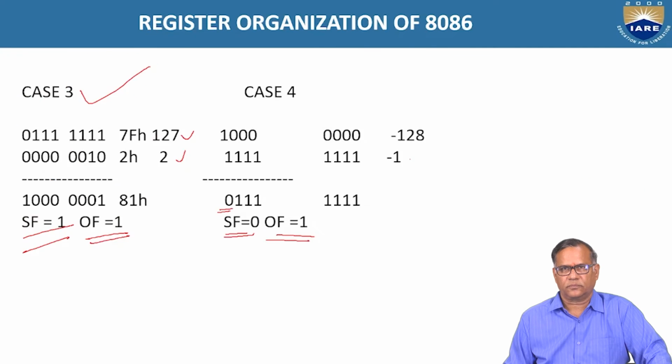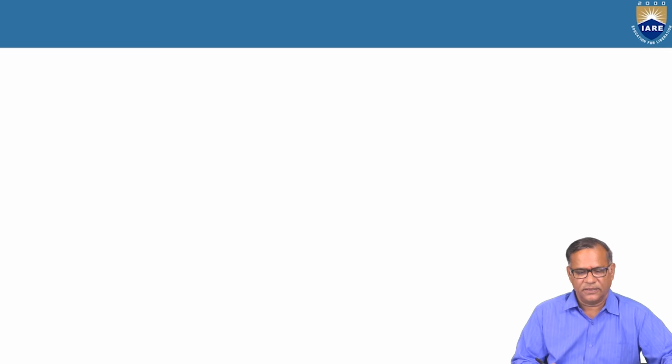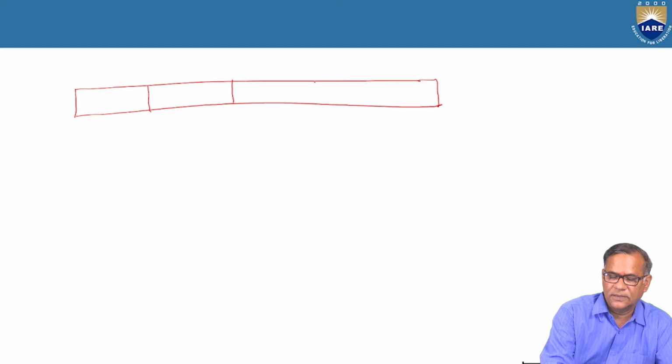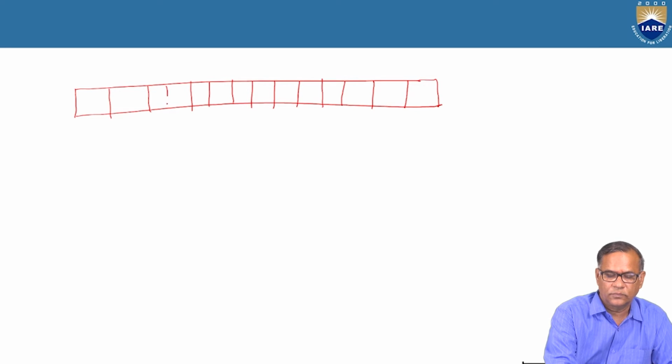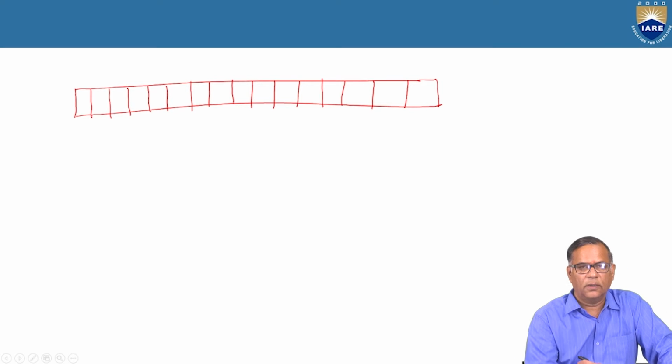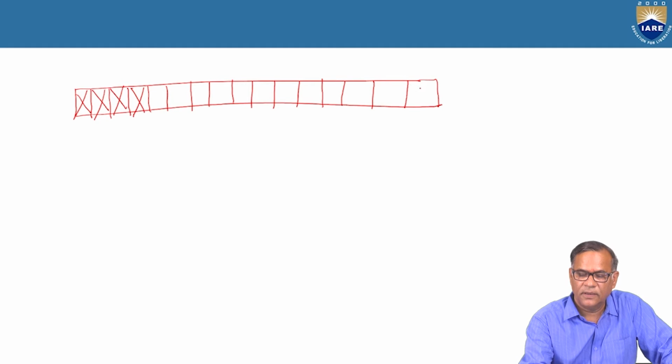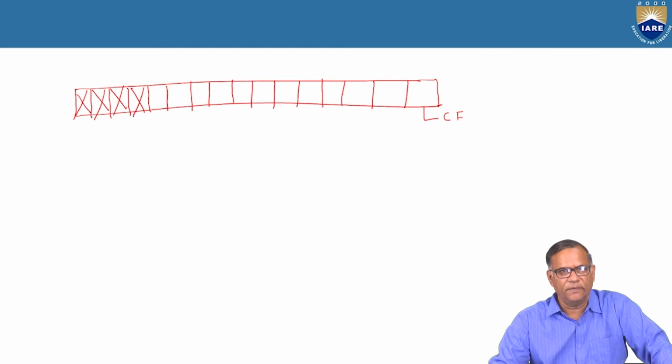The flag register is a 16-bit register, and the various fields I am going to discuss about the flag register now. So it has 16 bits. This is the least significant bit and this is the most significant bit. The first four significant bits are not used. The first bit is the carry flag bit. It is used to store the information of carry flag.